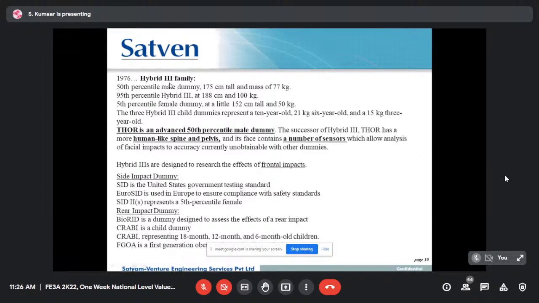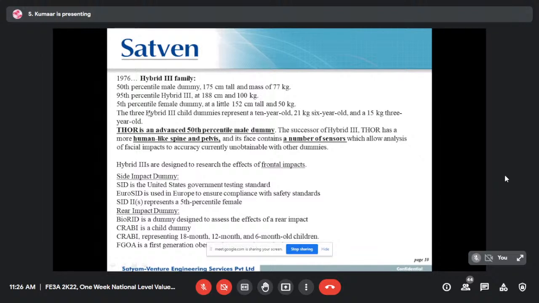In the Hybrid 3 family, first they developed the 50 percentile dummy, which means AM 50 percentile adult male. It has a height of 175 centimeter and the mass of that dummy is 77 kg. The next is the 95 percentile Hybrid 3 dummy. Here the height is 188 centimeter, which is more compared to the 50 percentile, and the weight is 100 kg. So these two, 50 percentile and 95 percentile, are the male dummies.